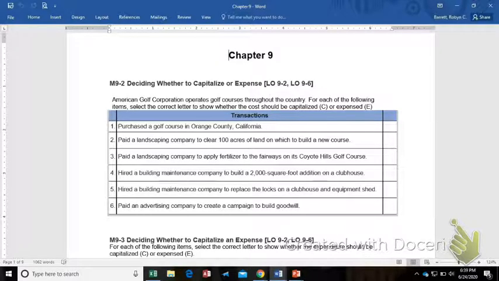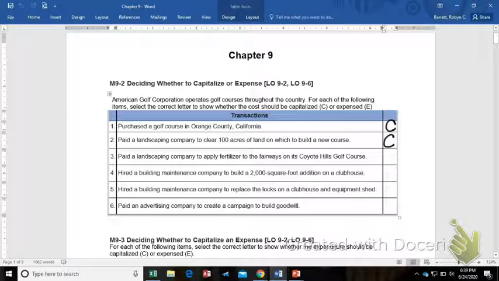Capitalize, yep, because we can't golf if we don't have the golf course. So we're going to capitalize it. Now we paid a landscaping company to clear 100 acres on which we're going to build the new course. What are we going to do with that? I said capitalize. Yep, we're going to capitalize it because we can't golf unless they clear it for the course.